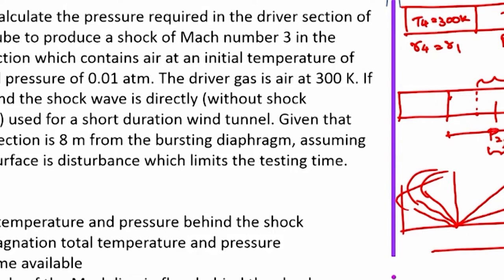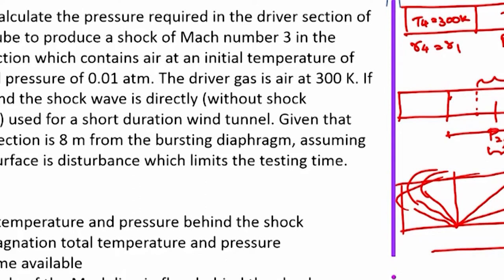Or the other case is that the contact surface passes through the test section. Once that is done, again you get all non-uniform flows beyond the contact surface. These are the two cases. So here it says it's the contact surface that is limiting the test time. So the test time is limited by this difference between the shock and the contact surface.